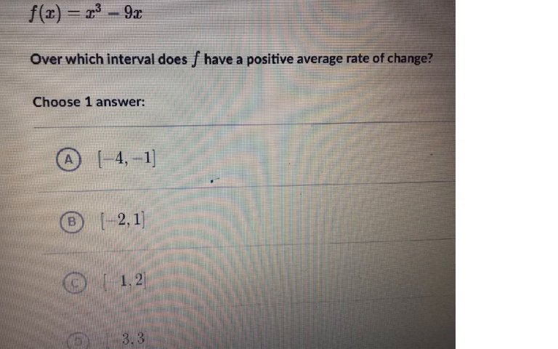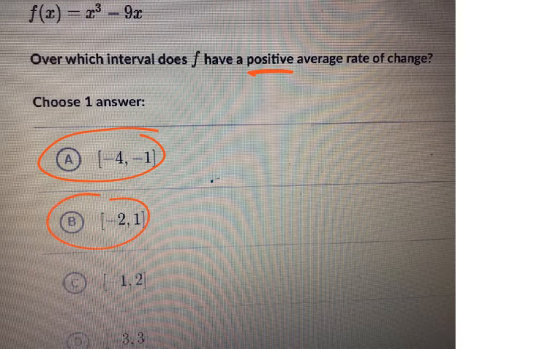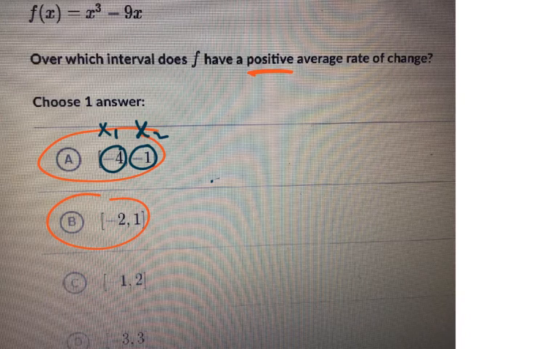Okay? What about this one here? This time they want to know where it's positive rate of change. So let's just start with A, and if A doesn't work, we'll go to B, and if B doesn't work, and so on, right? But let's start with A. So for A, our negative 1 is our x2. Our negative 4 is our x1. So we're going to do f of negative 1 first.